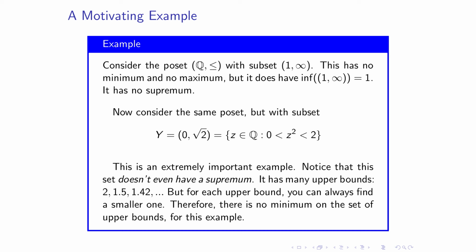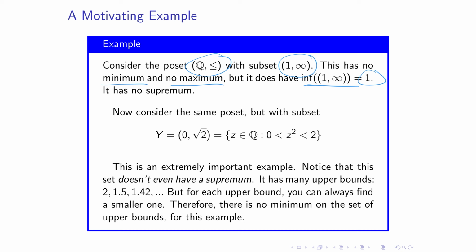Let's consider the rational numbers ordered by the less than or equal to relation. And let's consider, just for example, this set, the interval from 1 to infinity, 1 exclusive. This set has neither a minimum nor a maximum, but it does have an infimum, which is the number 1, and it has no supremum.